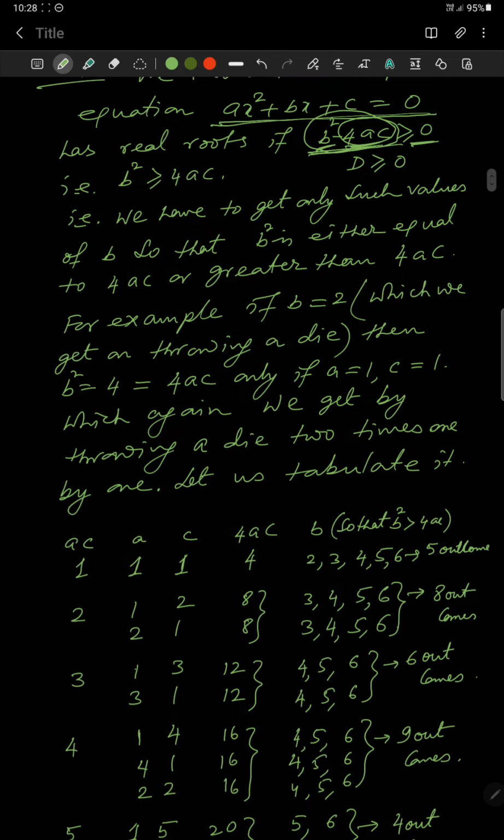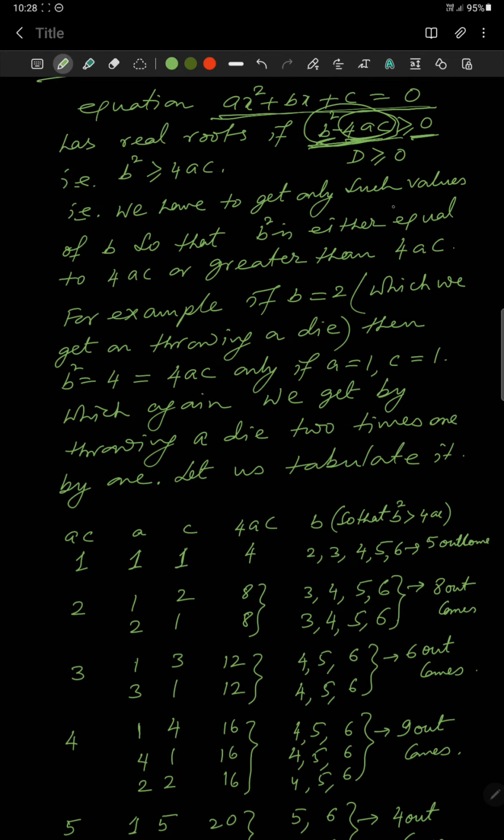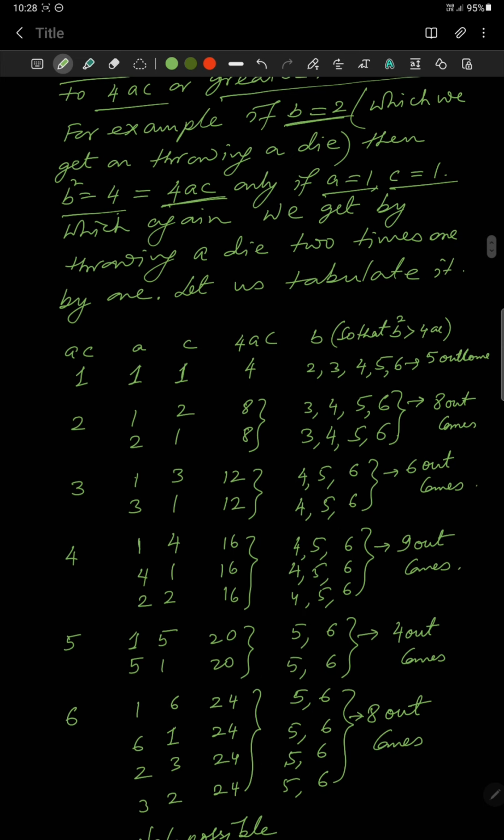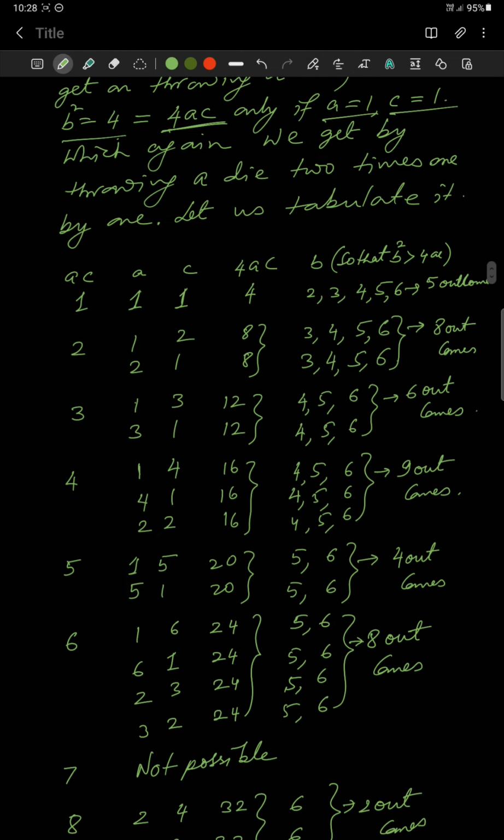In order to explain, I have taken one example. We have to get only such values of b so that b square is either equal to 4ac or greater than 4ac. For example, if we take b equal to 2, then b square is equal to 4, and this 4 should be equal to 4ac, and for that a should be 1 and c should be 1. In order to elaborate this, I have drawn a table over here. Let me make it more clear.